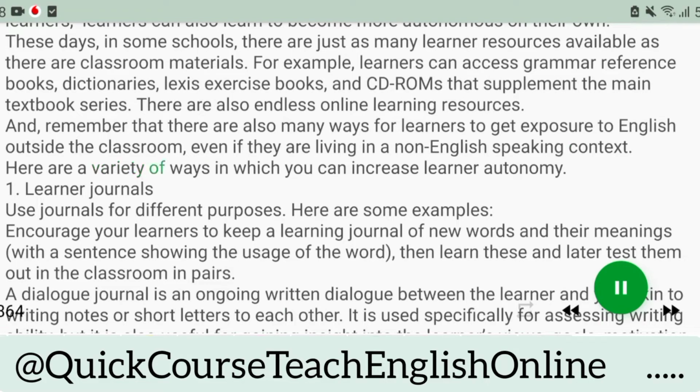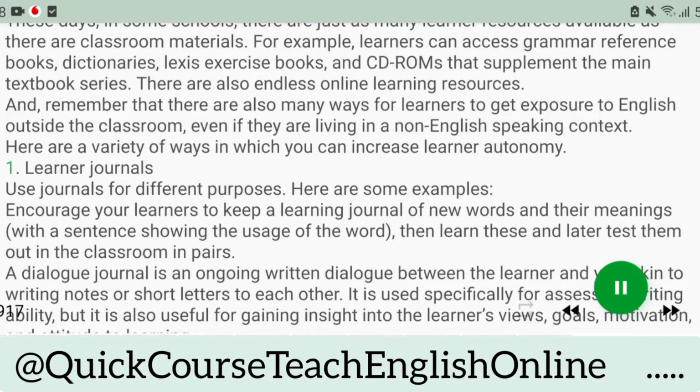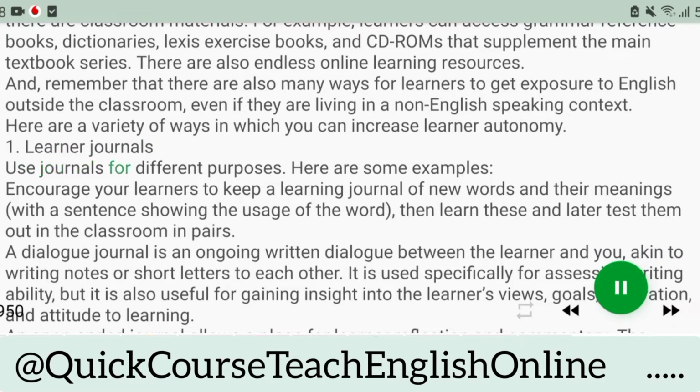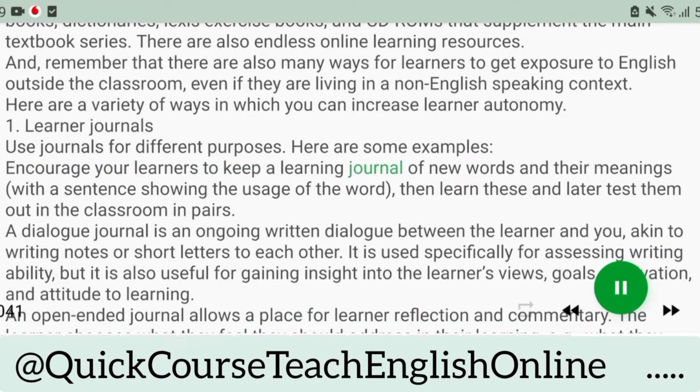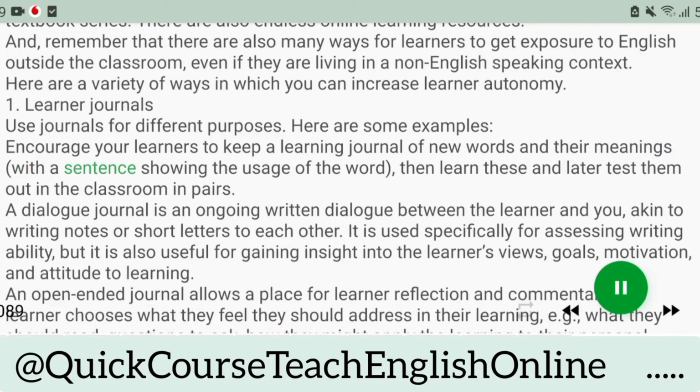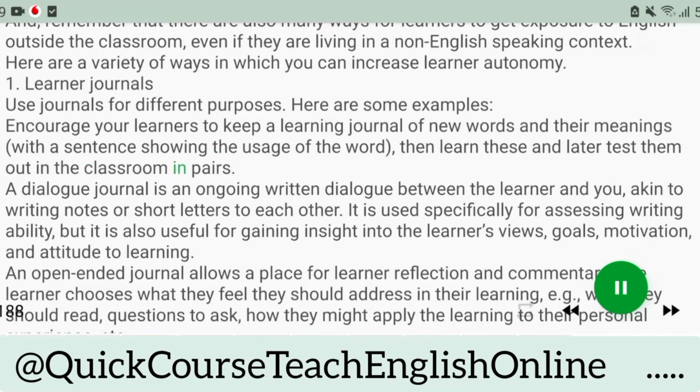Here are a variety of ways in which you can increase learner autonomy. 1. Learner journals. Use journals for different purposes. Here are some examples. Encourage your learners to keep a learning journal of new words and their meanings with a sentence showing the usage of the word, then learn these and later test them out in the classroom in pairs.